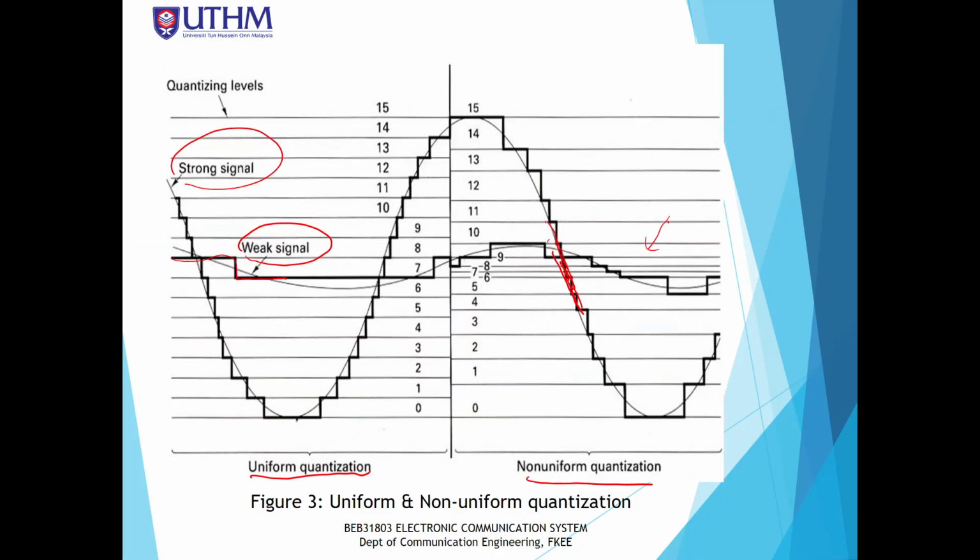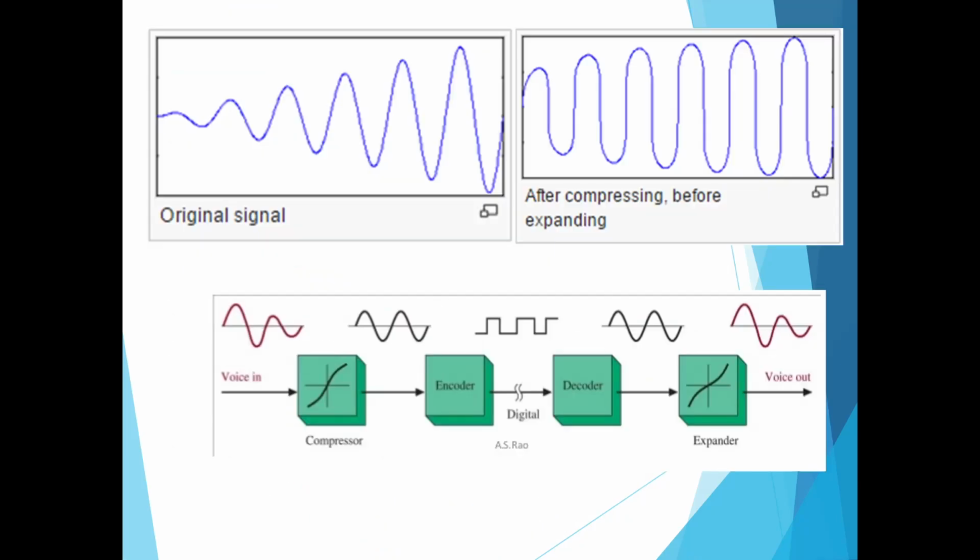Okay, so if you see this picture, that means small amplitude changes of signal will have more quantization levels, fine quantization, and high amplitude signal will have coarse quantization levels, which are bigger step size. And this is the picture to show what happened during the compression.